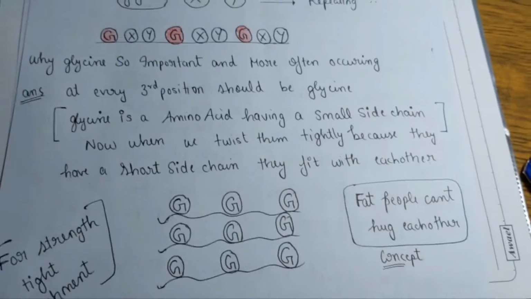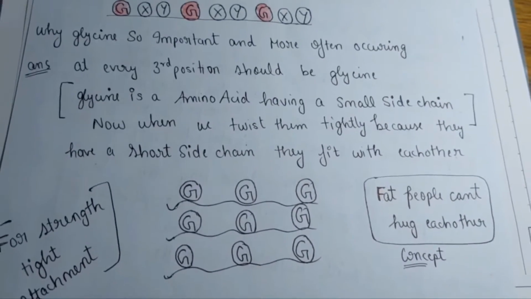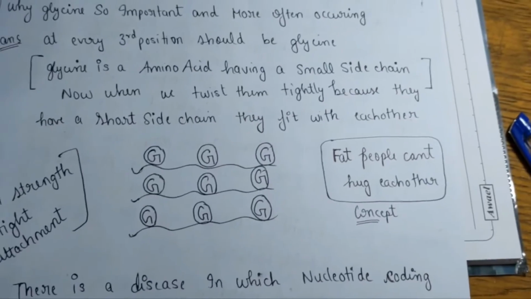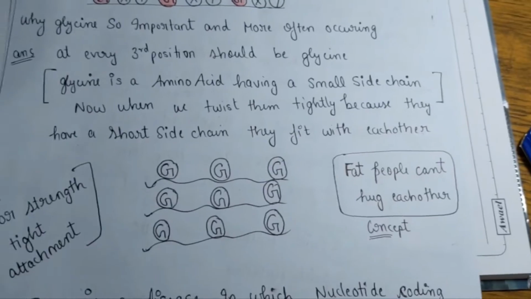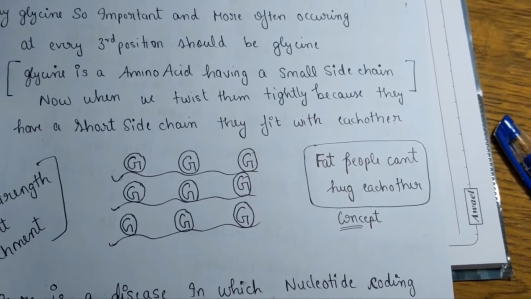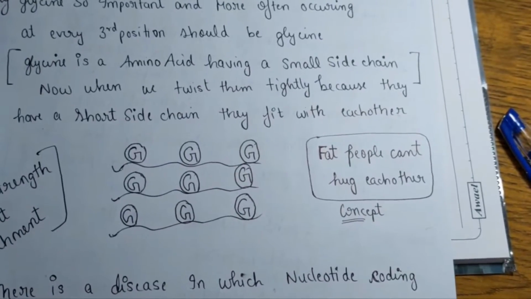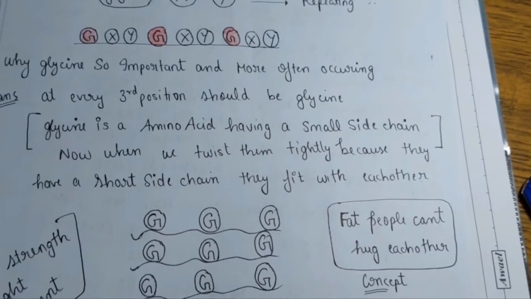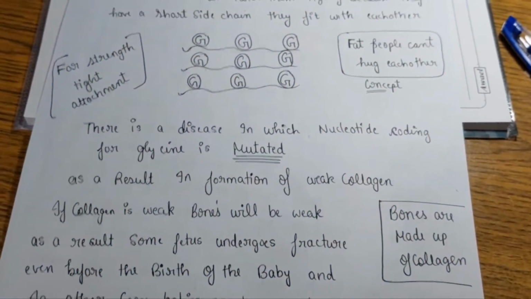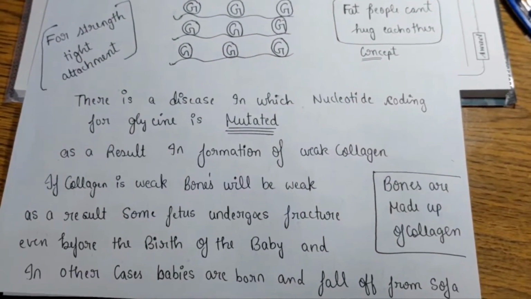So this is the reason why glycine is present, because if we had taken some other amino acid with a longer side chain, it would not twist that strongly. For example, if three fat people hug versus three thin people, we know that three thin people will hug each other more tightly as compared to fat people. Same goes that a bigger amino acid will have a longer side chain, so they can't twist together as well as the glycine.